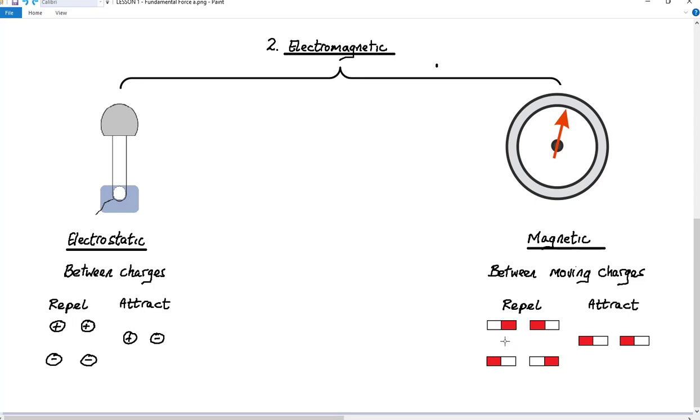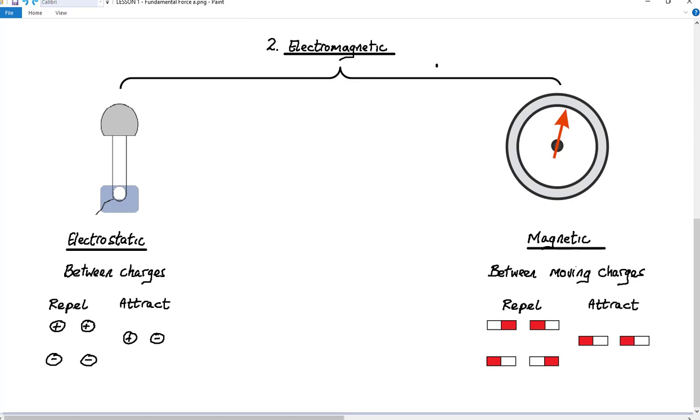And as you already know, we can talk about a repelling force if we have a north pole and a north pole together, or a south pole and south pole, or it could be an attracting force if we have a north and south pole together. So both the electrostatic and the magnetic force can be either repelling or attractive, and these two combine together to form what we call the electromagnetic force. So that is the second fundamental force.